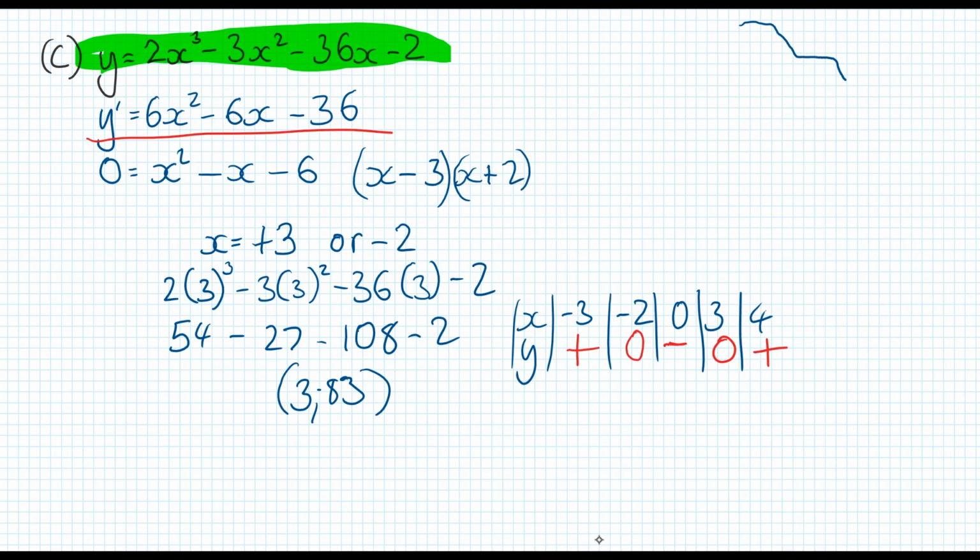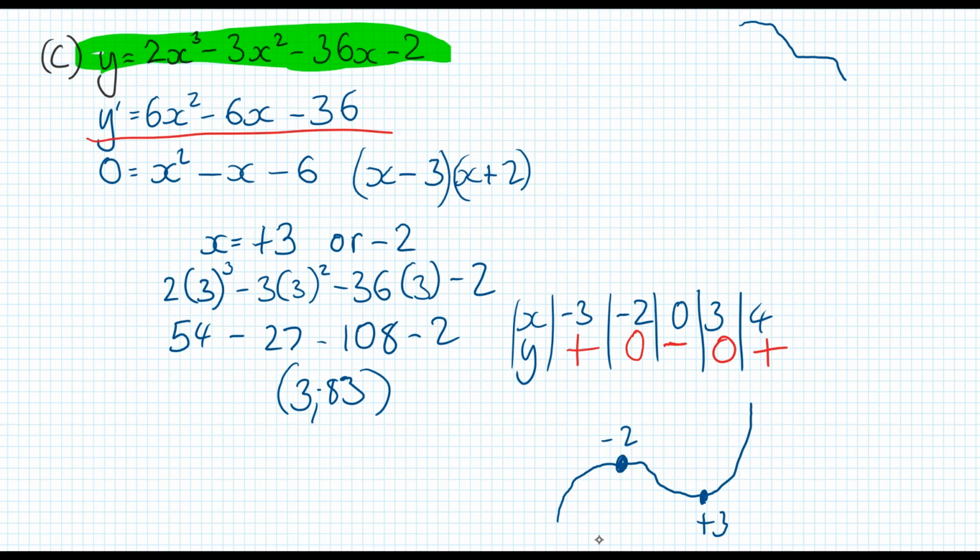Okay, so now we know that the curve goes positive, it stops. Sorry, that was the wrong way around. It goes positive, it stops, it goes negative, it stops, then it goes up. Okay, because it's got zeros at 2 and 3. Sorry, zeros at -2 and +3.